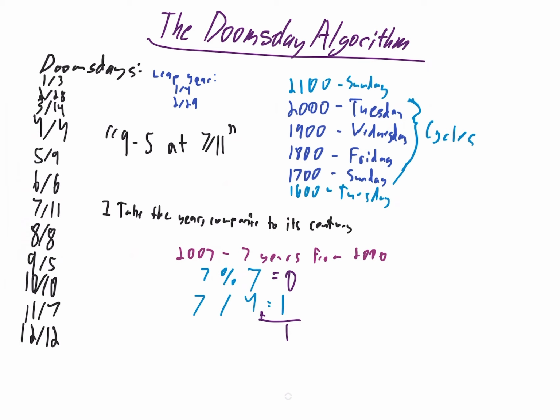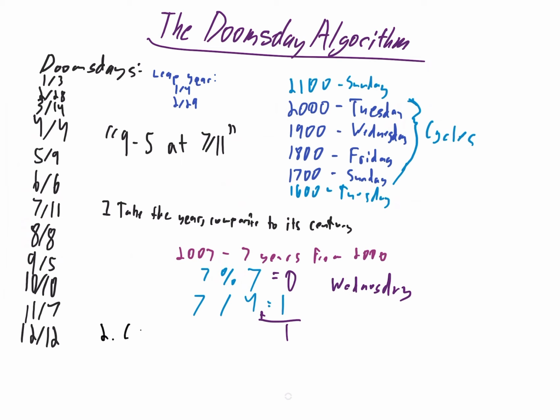So what does this mean? In 2000, the starting date, the date on which all of these doomsdays would fall, would be Tuesday. But since it's one above that, the doomsday in 2007 will be a Wednesday. So that's step 1.